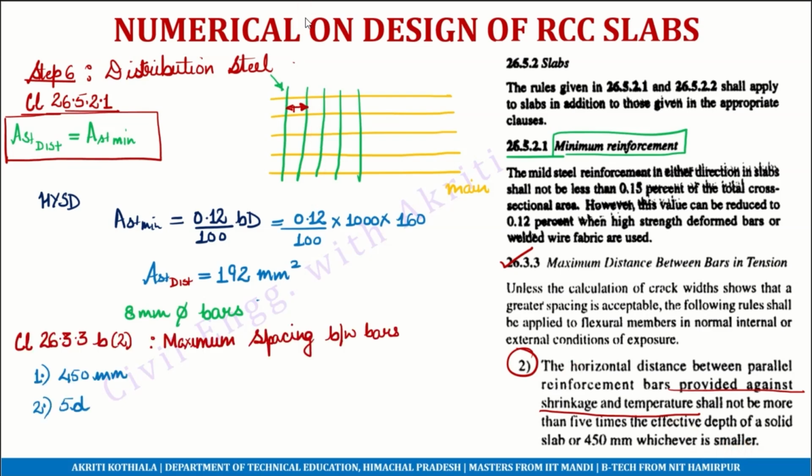So it simply means that the maximum spacing between these bars shouldn't be more than 450 mm or 5 times D. So D is 130 mm, which calculates to be equal to 650 mm. So we have decided to use 8 mm diameter bars, and what we have to keep in mind from this clause is that the spacing between these bars should not exceed the lower of the two. So that is 450 mm. Like in the previous main steel, we calculated the spacing between the bars. We will be calculating the spacing here also.